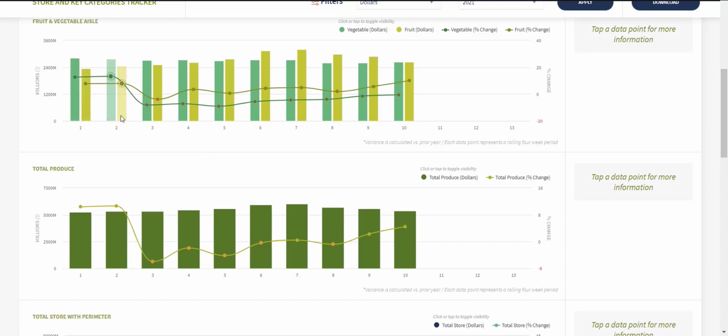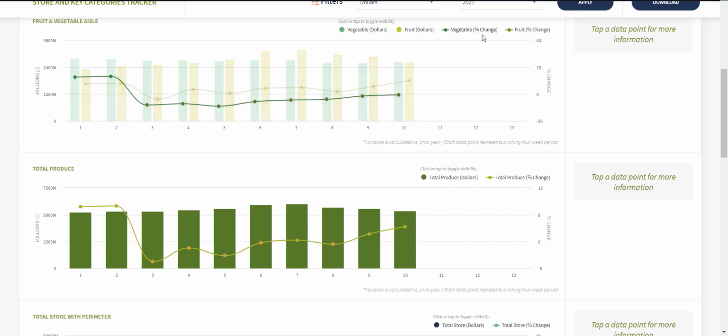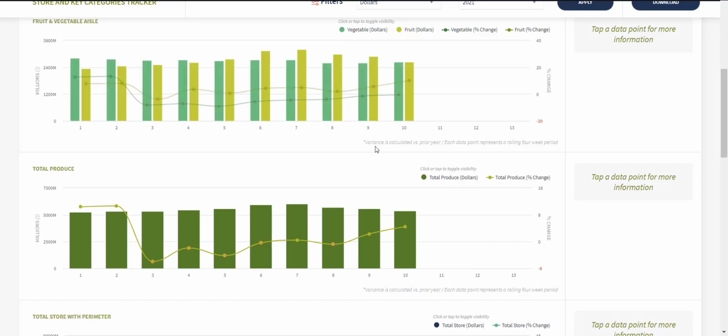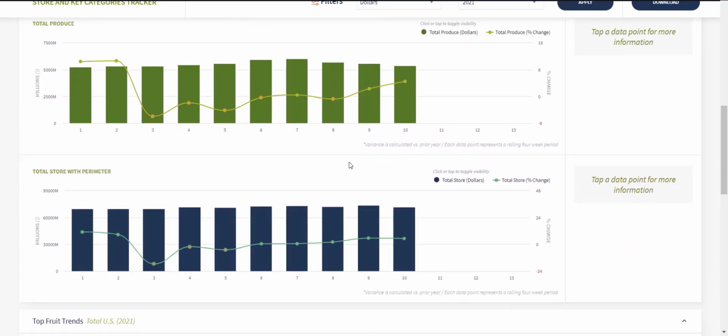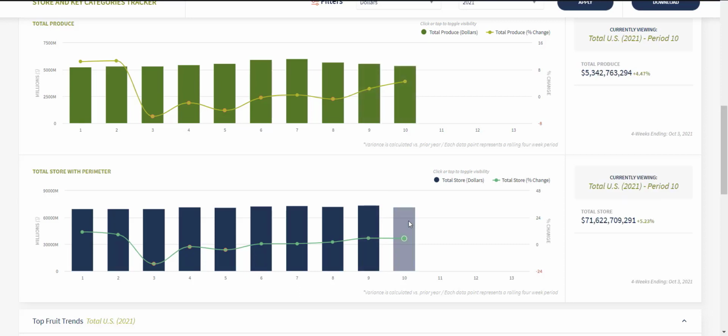It shows each category separately and performance change versus previous year. Below are the total produce and total store sales sections. Remember that by clicking on the data point that you want to see, you can see the numbers displayed to the right.